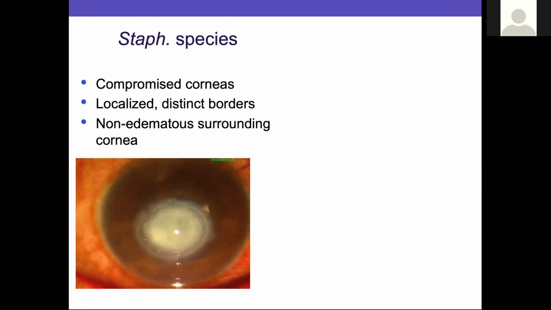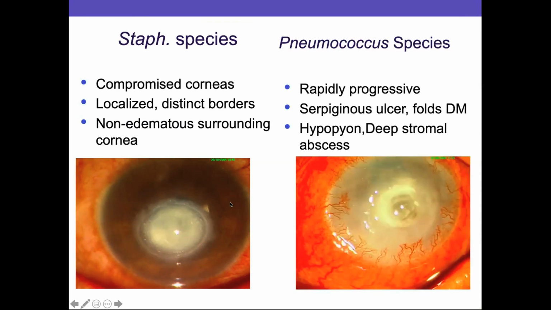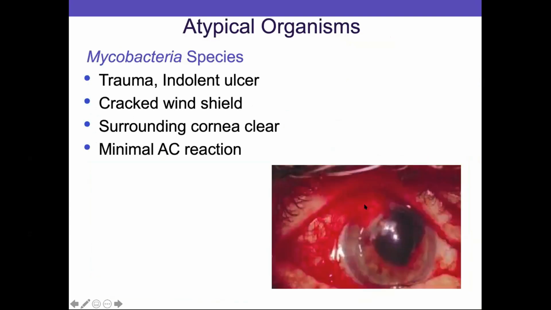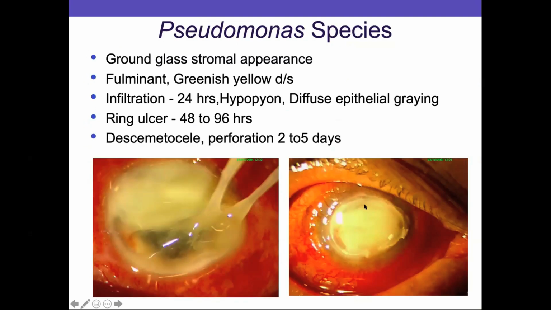Sometimes the ulcer speaks, in the sense that you know which organism it is. If you have a punched out lesion like this, the surrounding cornea is quite clear. It's most likely staph. But if you have a cornea which is edematous, the surrounding cornea is not clear at all, it is probably pneumococcus. On the other hand, pseudomonas will have a classical greenish yellow discharge with a ring ulcer at 48 to 96 hours, and descemetocele or perforation which occurs within 2 to 5 days.